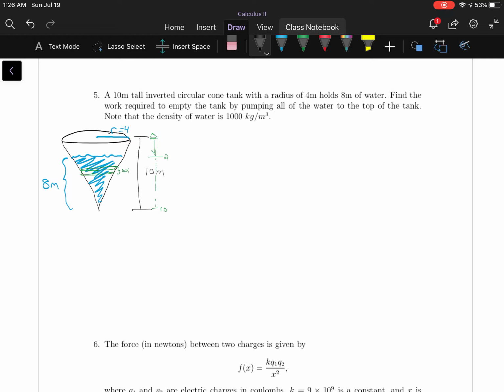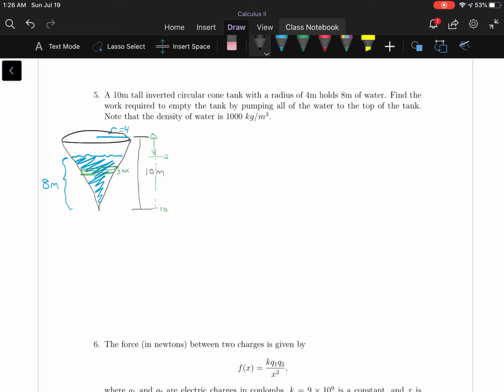I've created a sketch here of the tank. So it's an upside down cone. You've got water that's not full in it. It just goes 8 meters up. The cone itself is 10 meters tall, and I've got that dimension on the right side. The radius is 4 meters on top.